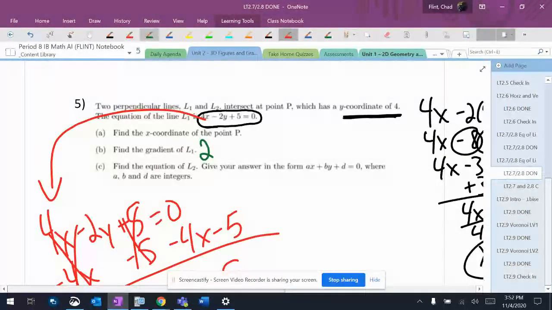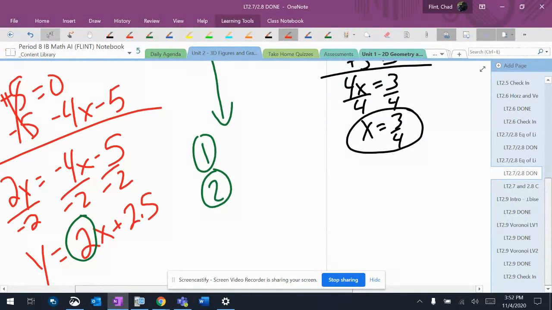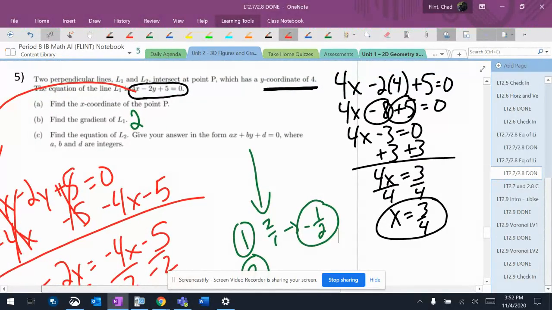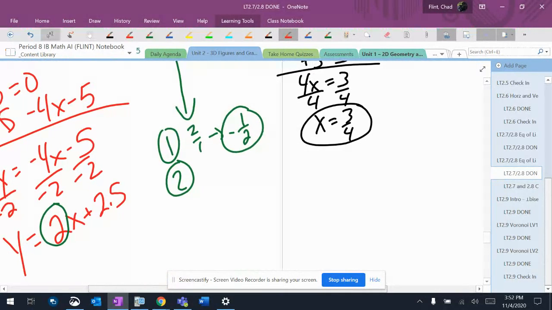All right, so find the equation of L2. Give your answer in that standard form, all right, where they're integers. So to do this, I need a gradient and a point. So remember, gradient is take the fraction, the slope, which is 2 over 1, and flip it and change the sign. So negative 1 over 2. And then it goes through point P because that's where they intersect. So that's why they had me find that 3/4. So the y coordinate was 4. The x coordinate is 3/4. So 3/4 comma 4 is the point that it goes through.